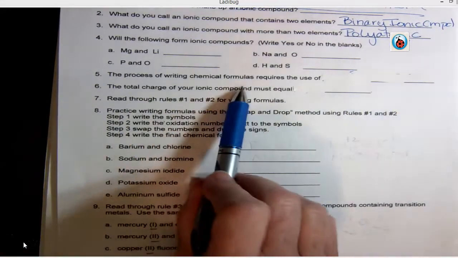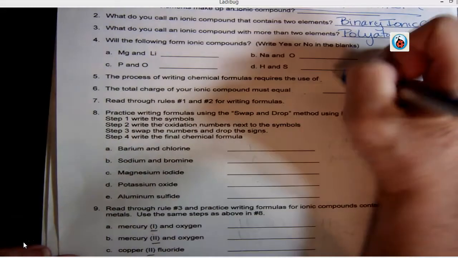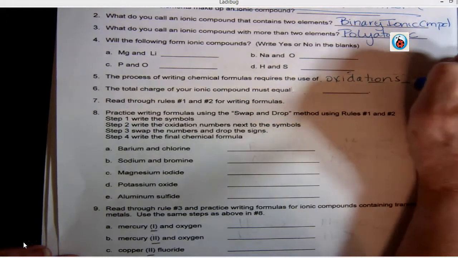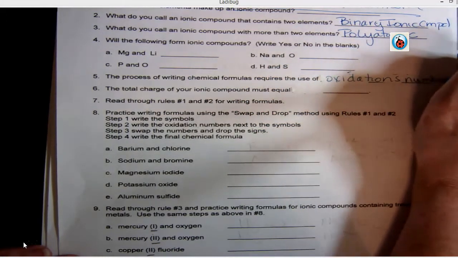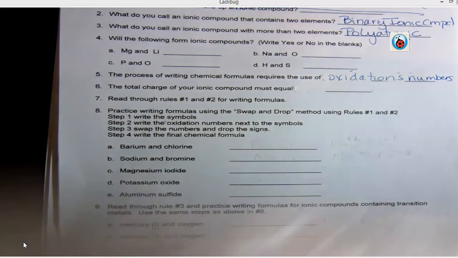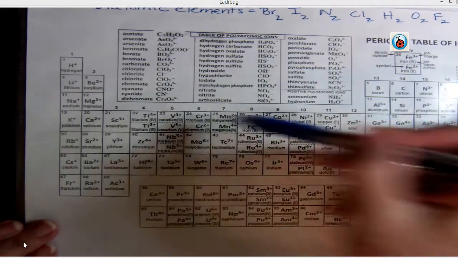Okay, so when we're writing chemical formulas, we're learning how to write chemical formulas, we're going to use oxidation numbers. And where are we going to get these oxidation numbers? That's why we have an ion chart. See all these numbers on here? Those are our oxidation numbers, okay?